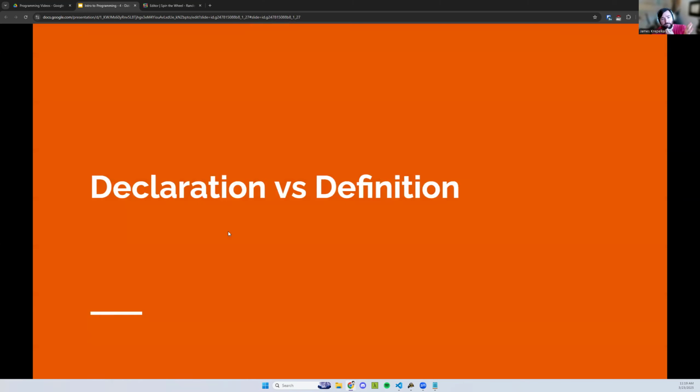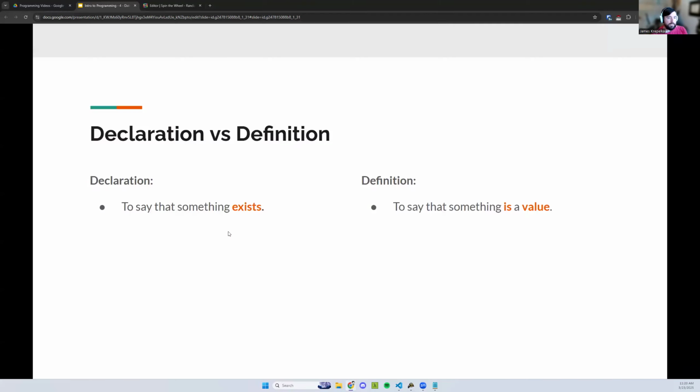Now, there's two different ways to make variables, and I want to talk about them here. This is a small caveat. I think understanding each word isn't the most important as long as you understand how to make the variables. But I do talk to a lot of programmers who use these words on purpose, so I think it's good for us to cover it. If you're starting to feel a little tired, maybe take a pause in the video and come back to this. But let's talk about declaration versus definition. These are two ways of creating variables. A declaration is to say that something exists. A definition is to say that something is a value.